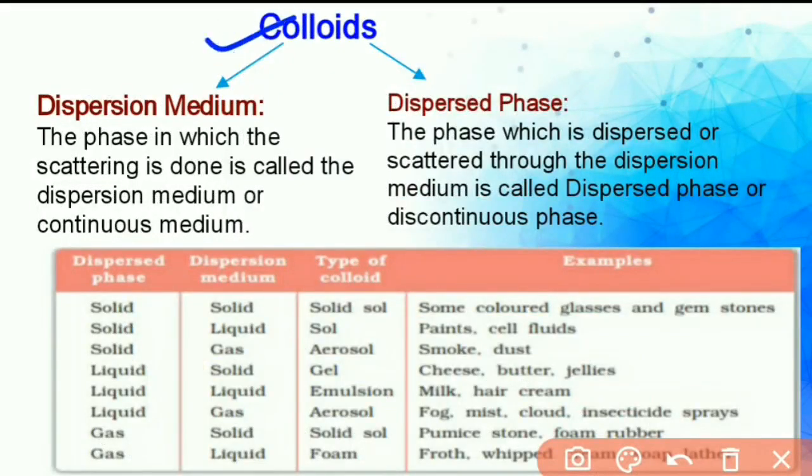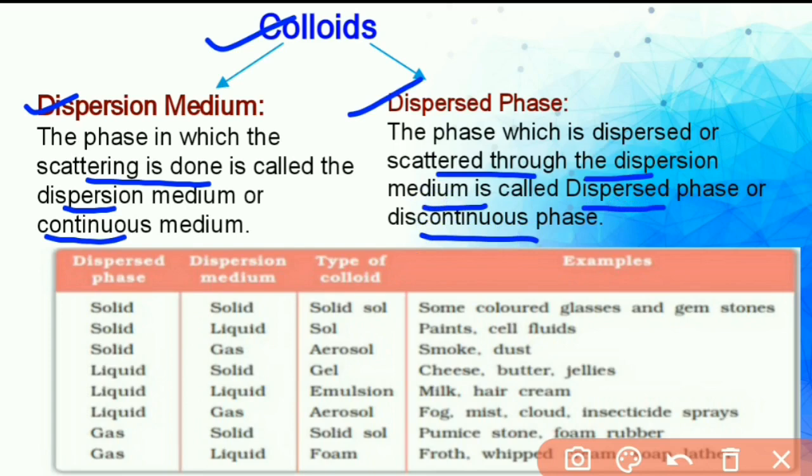Next topic is colloids. A colloid is a heterogeneous system in which one substance is dispersed as fine particles in another substance, called the dispersion medium. So a colloid has two components: the dispersion medium and the dispersed phase. The phase in which scattering is done is called the dispersion medium or continuous medium, and the phase which is dispersed through the dispersion medium is called the dispersed phase or discontinuous phase.